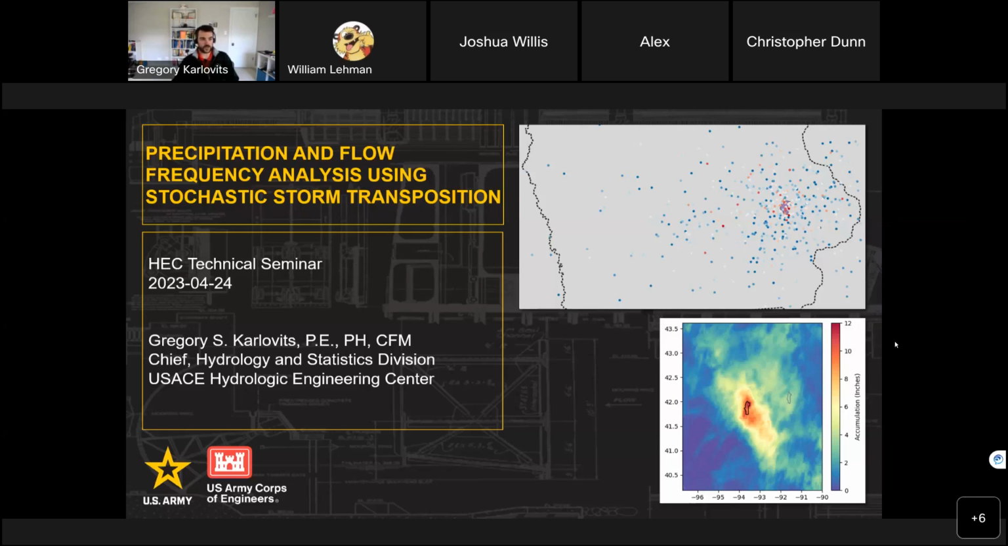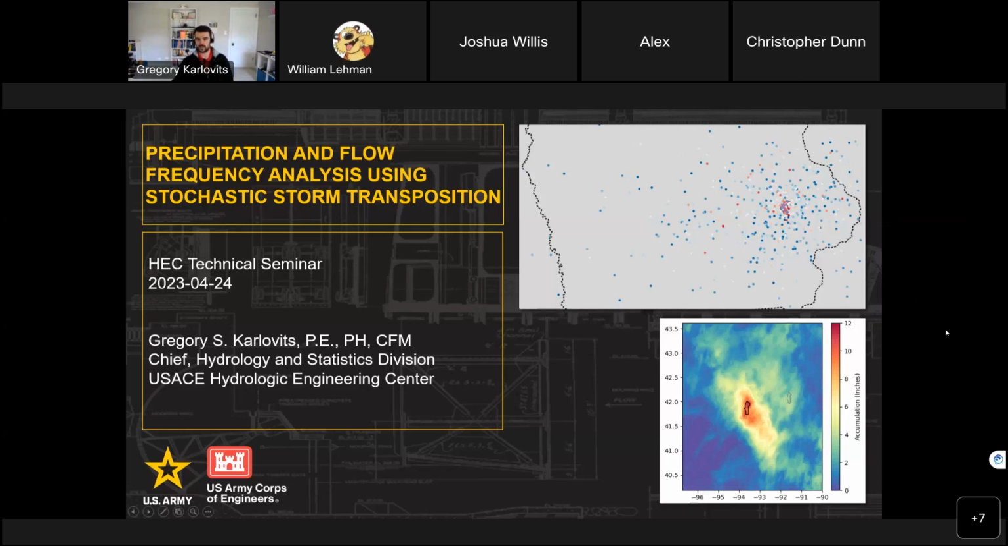So without further ado, this presentation is called Precipitation and Flow Frequency Analysis using Stochastic Storm Transposition. Mostly what I'm going to do is highlight the journey where we go from traditional design storm modeling onto what our nexus is, what the next steps and the things that we want to do are going to be.